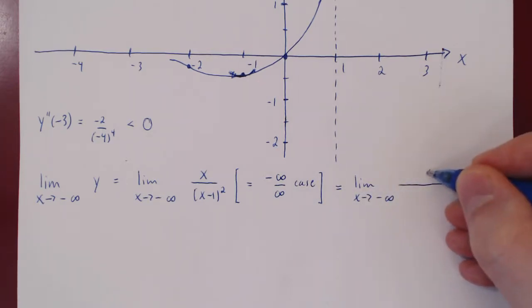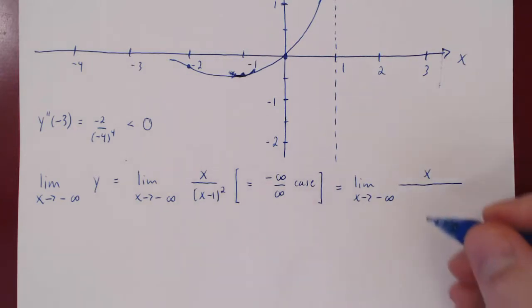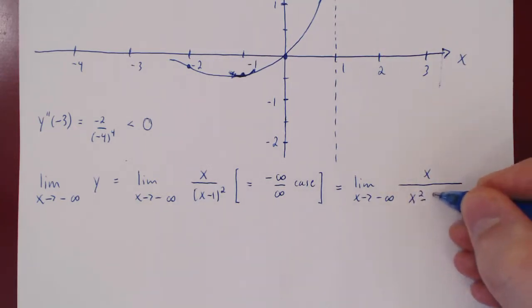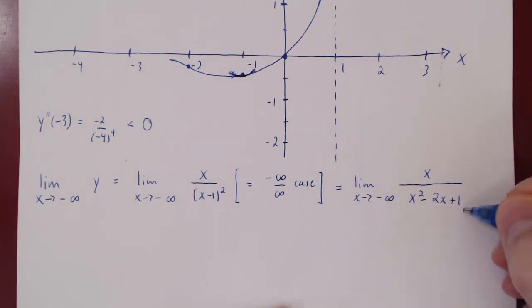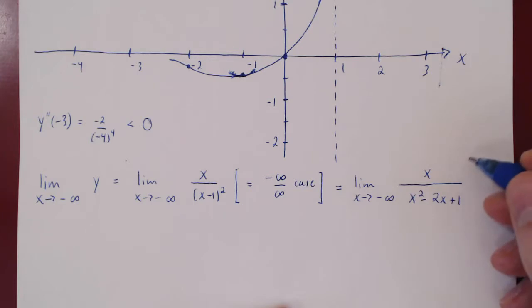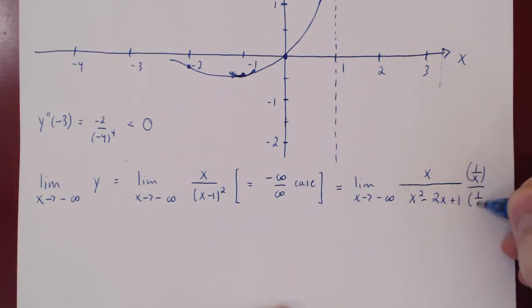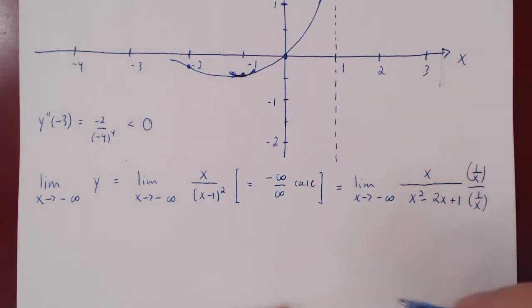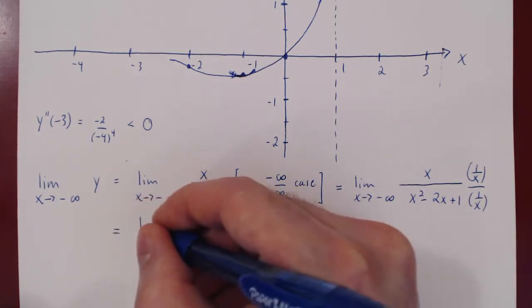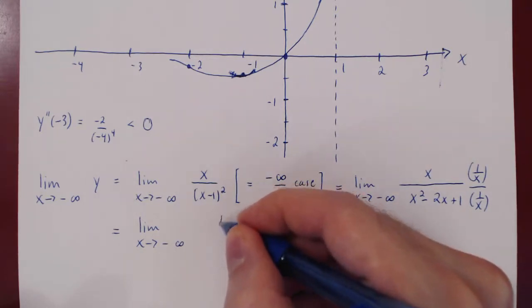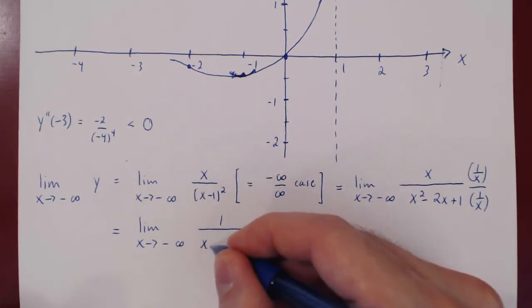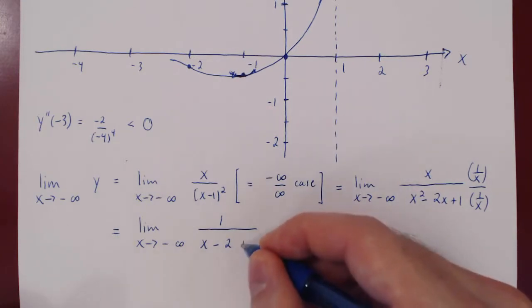So I have a single x on top. If I expand this on the bottom, I will get x squared minus 2x plus 1. And so I'll do 1 over x over 1 over x. You could also do 1 over x squared over 1 over x squared. We work out the same, because 1 over x over itself is just 1. Let me multiply through now, and then we'll have the limit. We'll have 1 in the numerator over x minus 2 plus 1 over x.